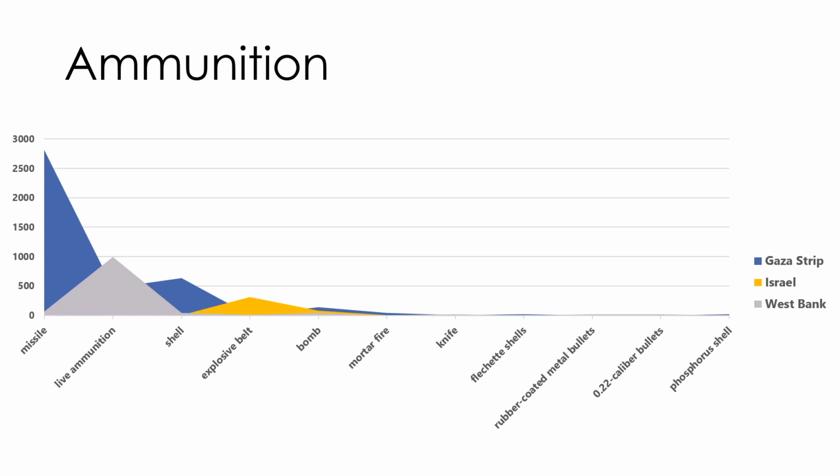Then explosive belts. People from the Gaza Strip or West Bank wear a jacket with explosives, come into the crowd, explode themselves, and innocent people die. That's an explosive belt, and it has caused the most casualties in Israel.